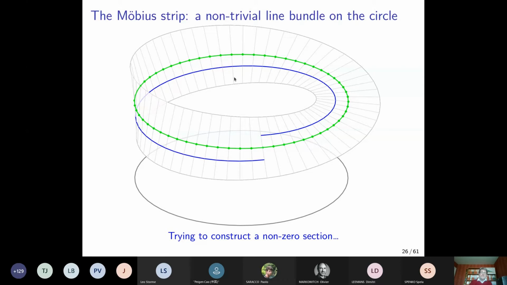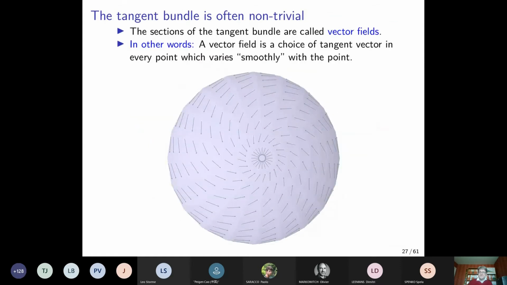And we see if we've moved around, we arrive at a point in the original fiber, but on the other side of the green section, so it's definitely a different point. And this is not allowed for a section. So our attempt at producing a non-zero section was unsuccessful. And it's clear if we had started somewhere else, we would have run into the same problem. So we see that the Mobius strip is indeed a non-trivial line bundle on the circle.